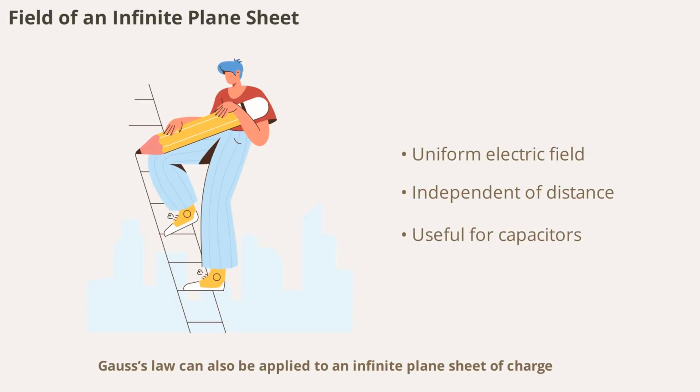Gauss's law can also be applied to an infinite plane sheet of charge. In this case, the electric field is uniform and does not depend on the distance from the sheet. This unique result is due to the symmetry of the plane, making it a useful model for understanding fields near large, flat surfaces. The uniform field is important in applications like capacitors and shielding.